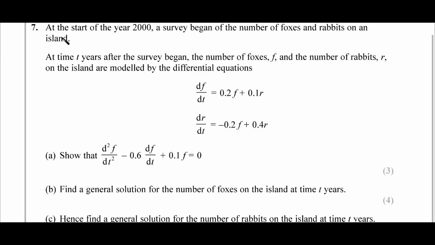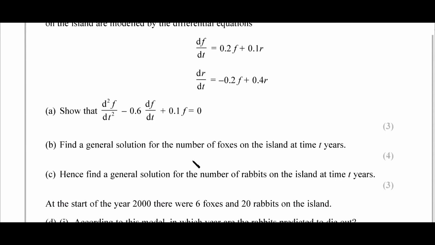Question number 7. At the start of the year 2000, a survey began of the number of foxes and rabbits on an island. At time t years after the survey began, the number of foxes F and the number of rabbits R on the island are modelled by the differential equations dF/dt equals 0.2F plus 0.1R and dR/dt equals minus 0.2F plus 0.4R. For part A, we have to show that d squared F over dt squared minus 0.6 dF/dt plus 0.1F equals 0.